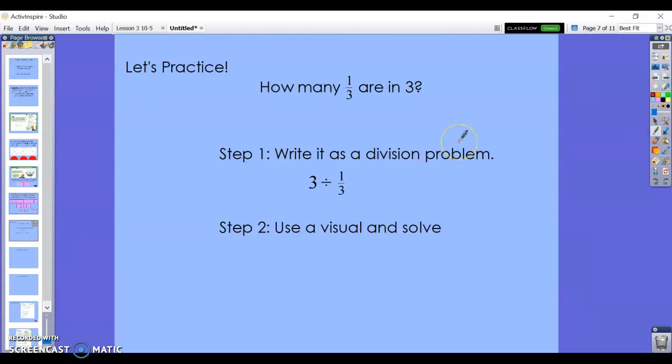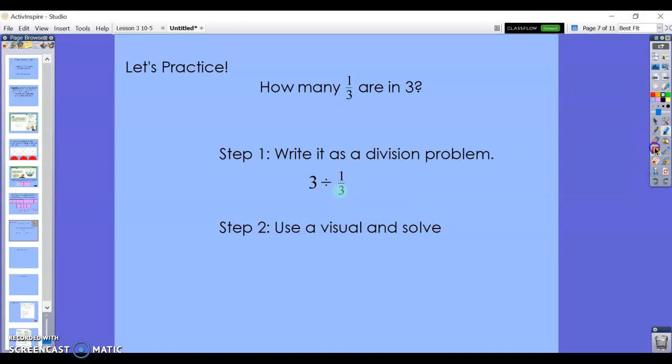So let's practice now. I want to figure out how many 1/3 are in 3 wholes. So the first thing I need to do is write this as a division problem. Okay, I know I'm taking 3 wholes and I'm splitting those 3 wholes into what? Am I going to split it into 1 as the numerator or 3 as the denominator? What part of the fraction is going to tell me how many equal parts? If you said the denominator of 3, you would be correct.